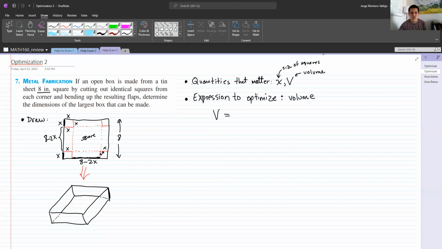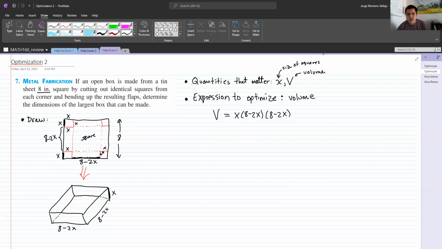And then they also give you the height of the box, which is going to be x. And these two are the dimensions of the square base. So this is 8 minus 2x, and this is 8 minus 2x, right? So then the volume will be given by multiplying all those three dimensions, right? The dimensions of the base times the height of the box. So that is x times (8 minus 2x) times (8 minus 2x).